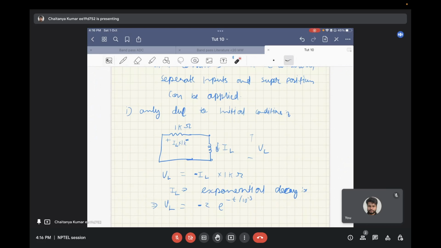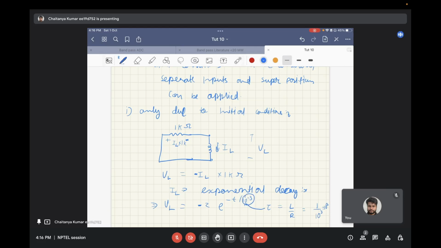So minus 2 into e to the power minus t upon 10 to the power minus 3, where 10 to the power minus 3 is the time constant. So the time constant of the circuit is L by R, and that comes out to be 1 Henry upon 10 kilo ohm, that is 10 to the power minus 3. So this is the time constant.